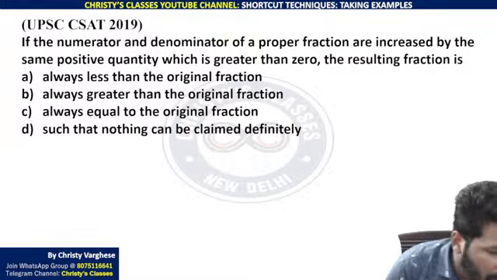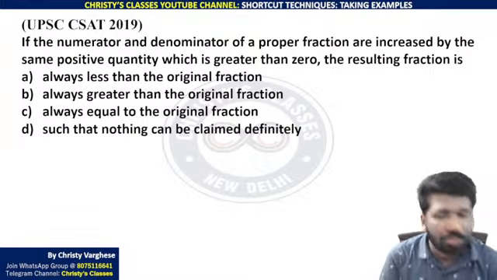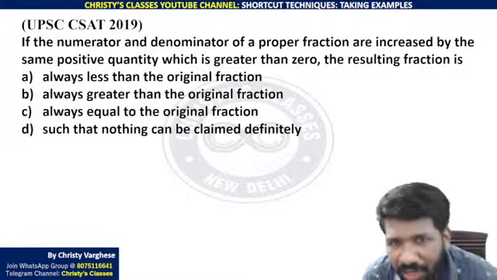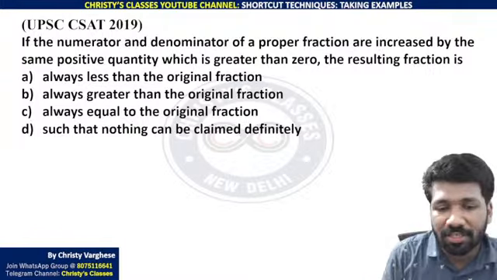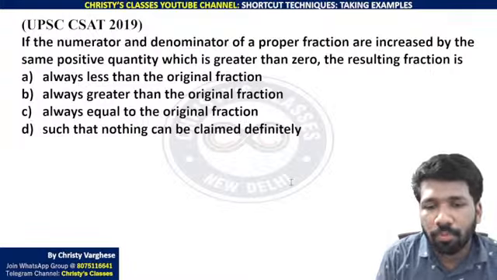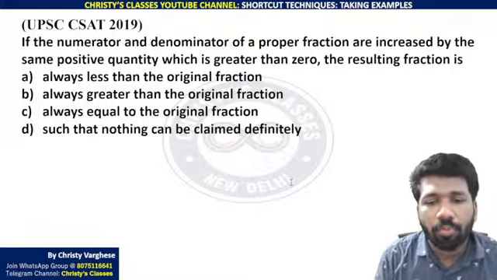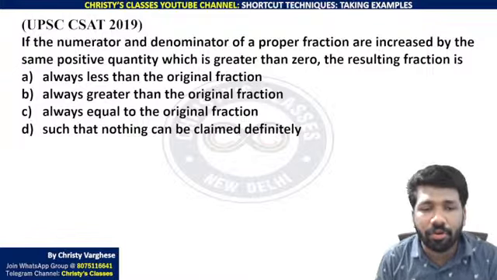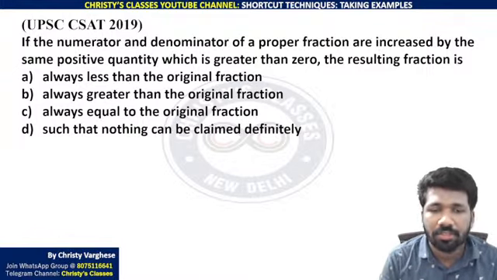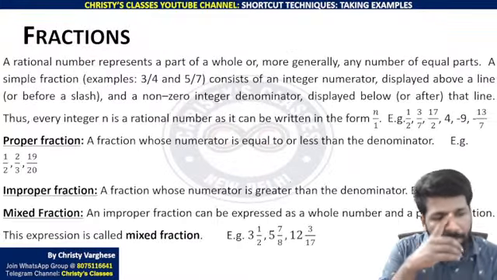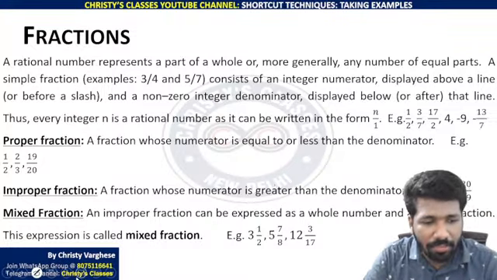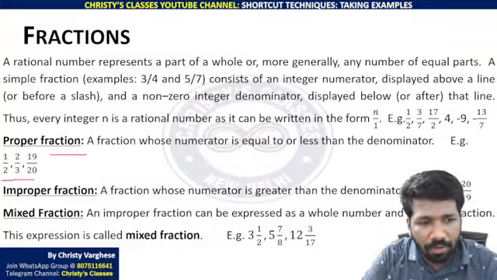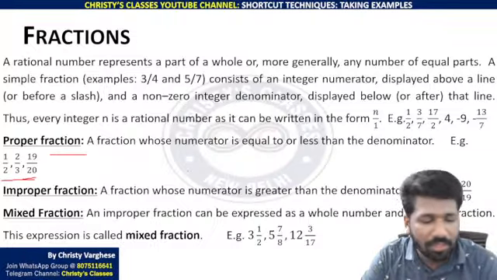Okay, so I'll explain. Some of you got the answer. Thank you, Roshan. So here, if the numerator and denominator of a proper fraction, I hope all of you know what a proper fraction is. A fraction whose numerator is equal to or less than the denominator is called a proper fraction. More about proper, improper, mixed fractions I have listed here. All of you have learned these in school days. Just reminding you. So a proper fraction, for example, 1 by 2, 2 by 3, 19 by 20, etc.